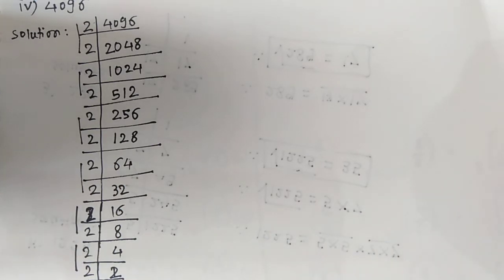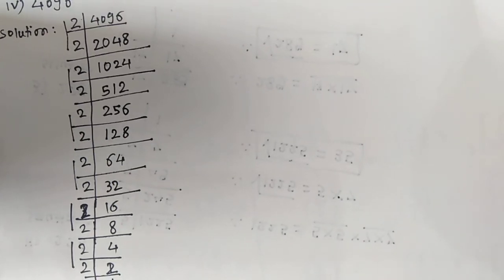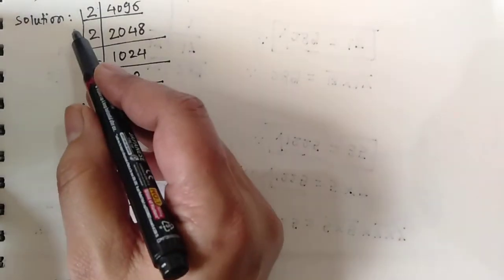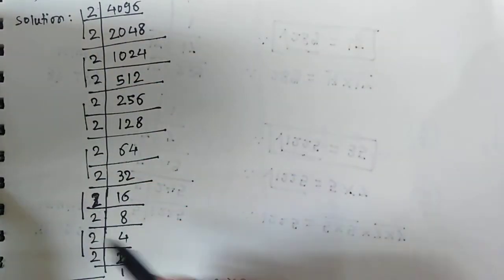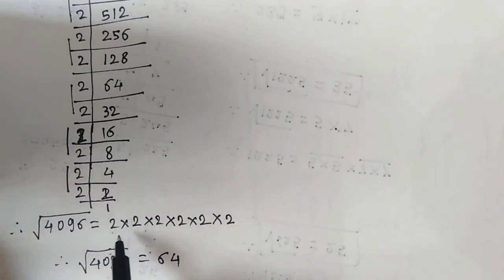So 2 twos are 4, 4 twos are 8, 8 twos are 16, 16 twos are 32, 32 twos are 64. Therefore square root of 4096 is equal to 64. Here the 6 pairs we got, so therefore 6 time multiplication of 2. So 6 time multiplication of 2 means it is 64. So therefore square root of 4096 is equal to 64.